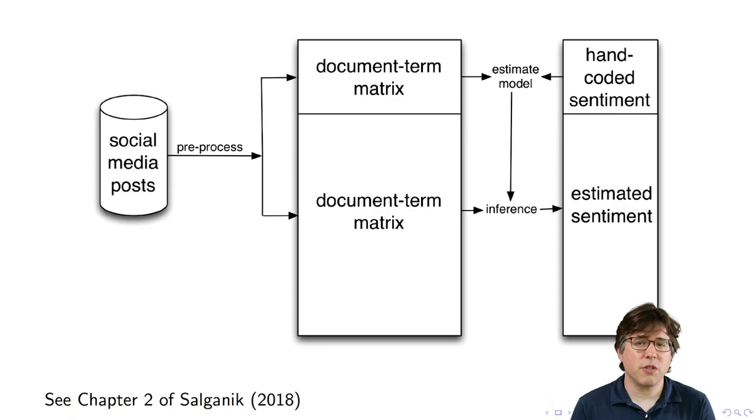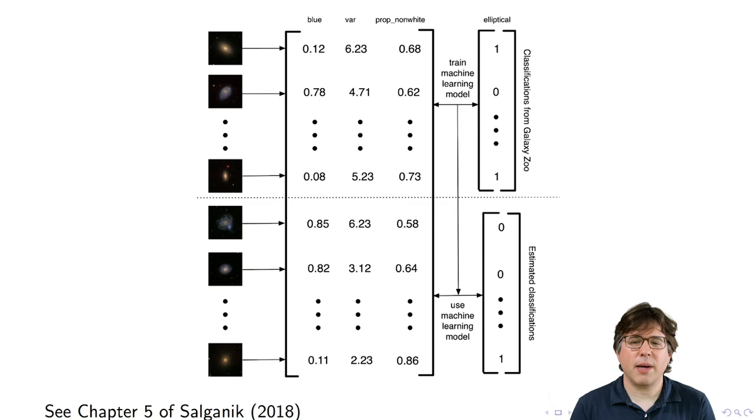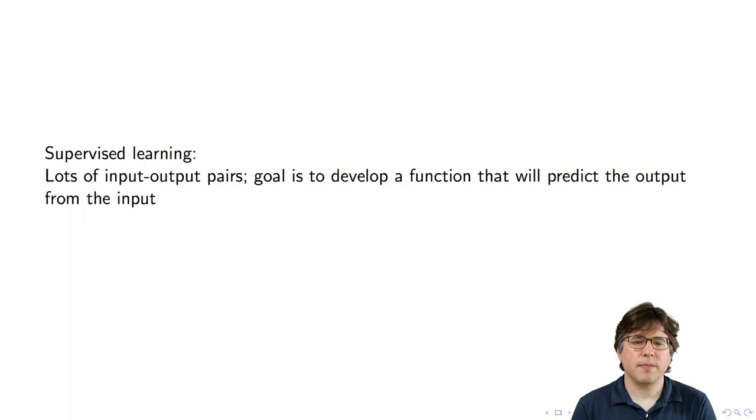Here's something from chapter 5 of Bit by Bit about mass collaboration, a very similar picture, although this time in the context of astronomy. But again, you have an example of supervised learning. And so you have, again, lots of input-output pairs, with the goal to develop a function that will predict the output from the input.